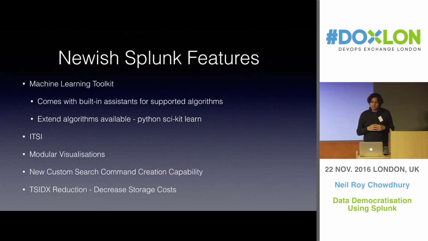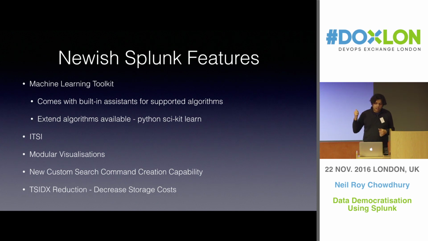So getting to the end, no Splunk presentation is complete without the new interesting features. Talking about all this data and how you can federate it, one of the cool new features is the machine learning toolkit. It comes with built-in assistance for supported algorithms, most of which are based on Python scikit-learn. You can extend those algorithms and write your own if you really want to. It's pretty cool. And more than anything else, there's no charge on top of that. Whatever your existing data is, you can pretty much use it.